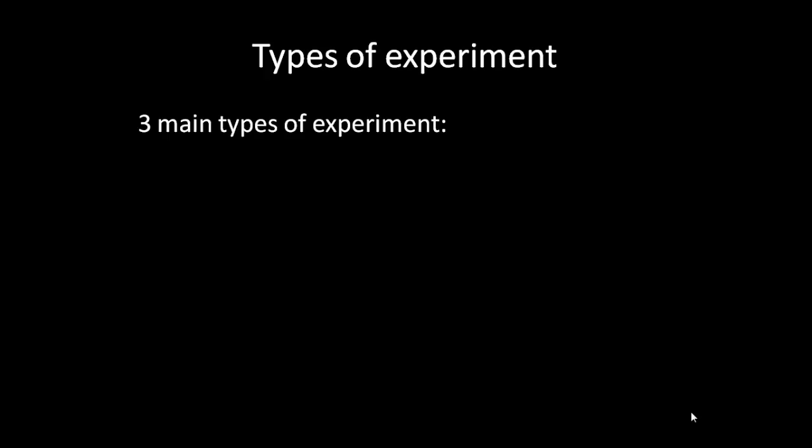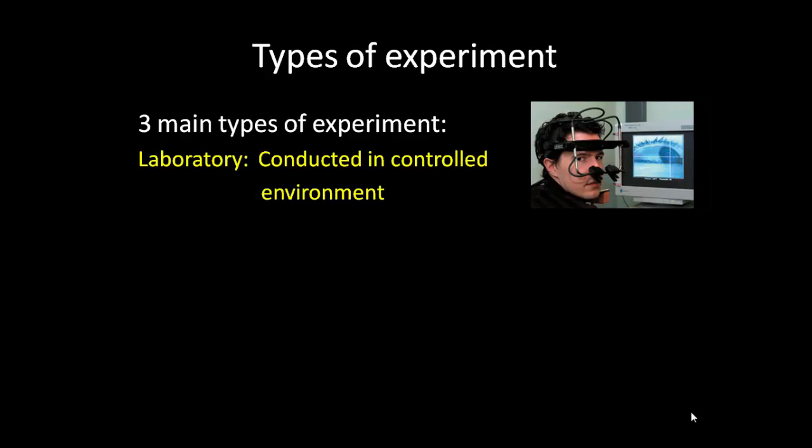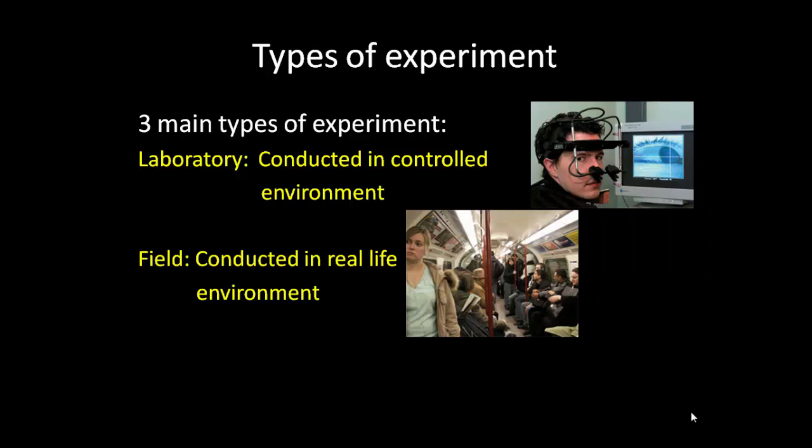There are different types of experiment, three main types. Firstly, there's a lab experiment. Now this is conducted in a controlled environment, usually a psychology laboratory. Secondly, a field experiment, which is conducted in a real-life environment. Here, for example, we can see that it's conducted in a train. It could be conducted in a classroom, it could be conducted on the street. Any of these are a field environment because they're real-life situations.